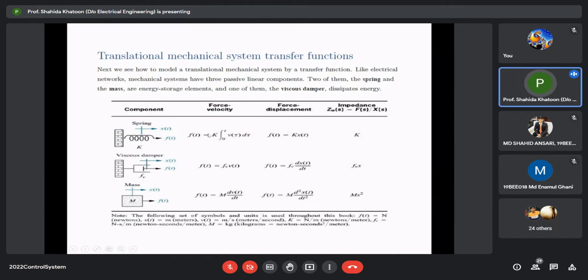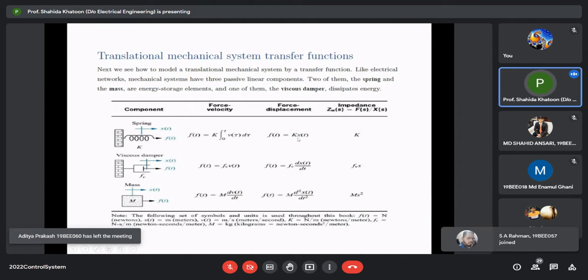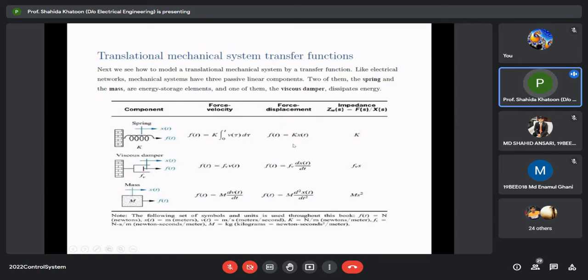So f(t), from this equation you can derive this equation. f(t) is K x(t), and the impedance, if you form the analogy between electrical and mechanical system, so f(t) is basically K x(t), where v(t) is R i(t). So you can say that the impedance of mechanical system Z_M(s) is basically F(s) upon X(s), and that impedance is represented by spring constant K.